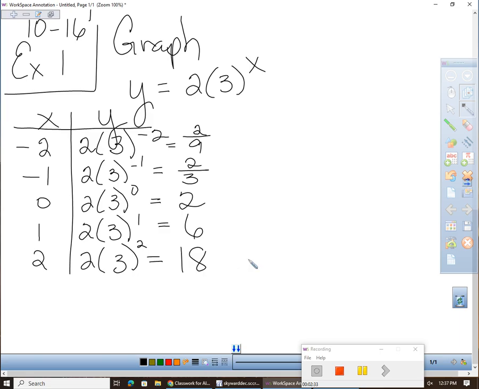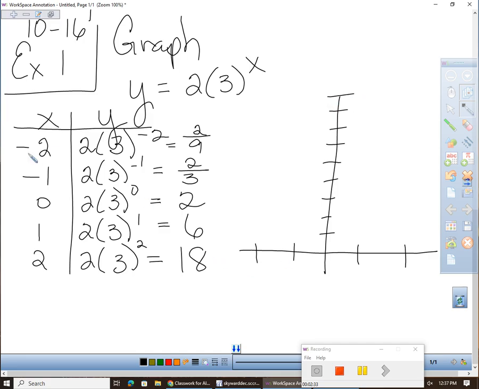Then all I want you to do for your graph is draw an upside down T. I want you to do 2 dashes to the left, 2 dashes to the right. And you can decide how far you want to go for 18. So we can go by 2s. Let's go 2, 4, 6, 8, 10, 12, 14, 16, 18.